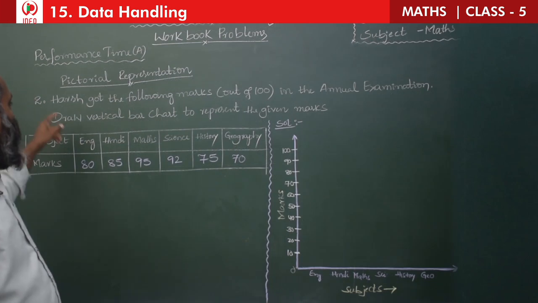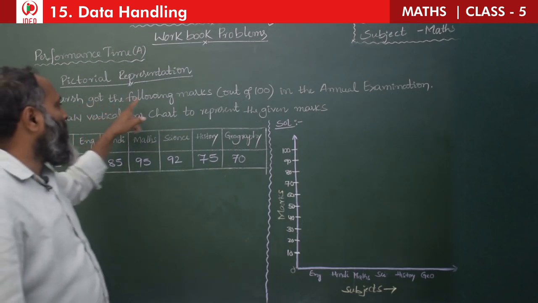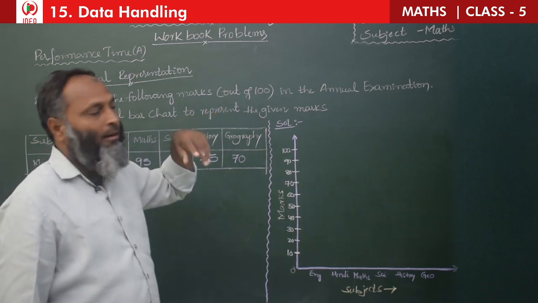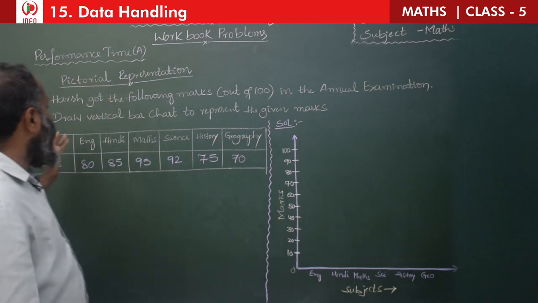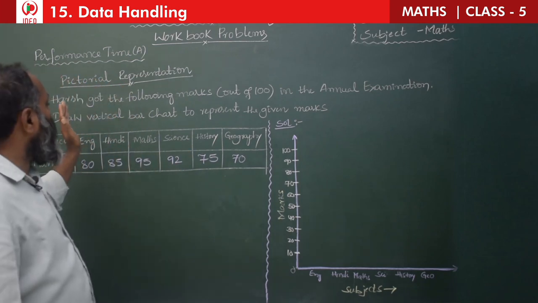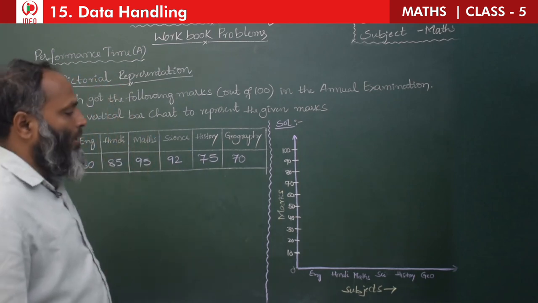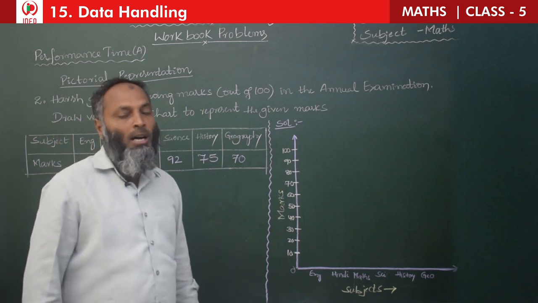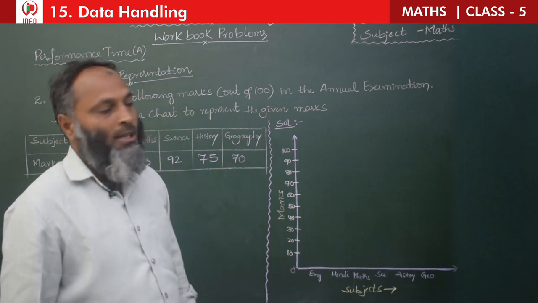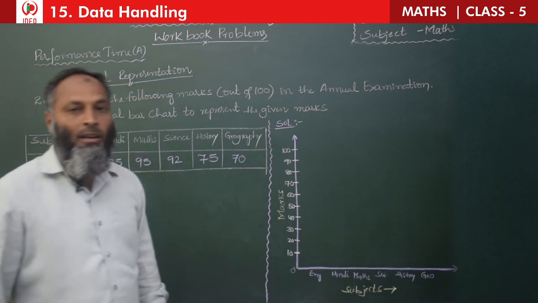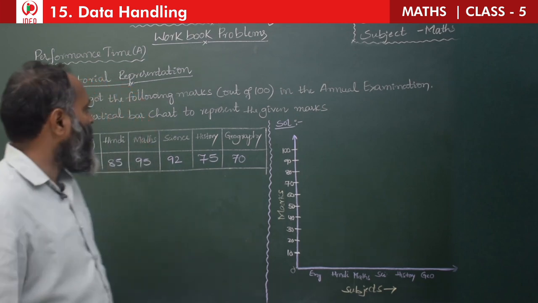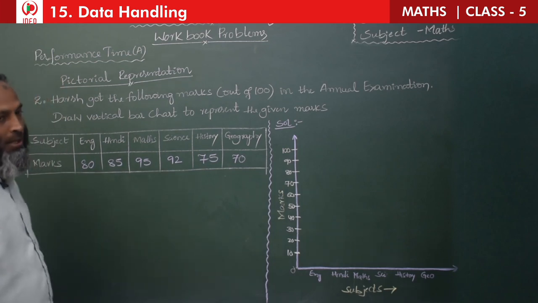So the next is the second question. Hari got the following marks out of 100 in the annual examination. Draw a vertical bar chart. He is asking for a vertical bar chart, not horizontal. Okay, see here, how to draw a vertical bar chart.